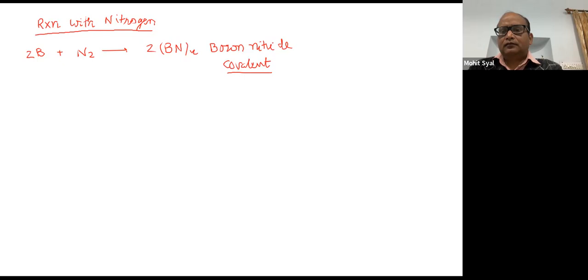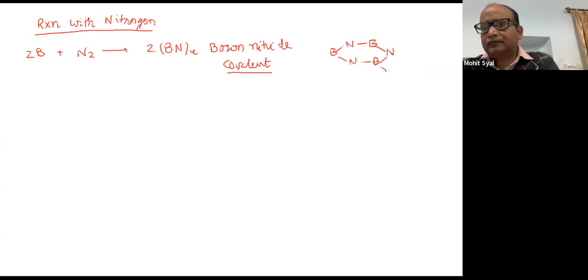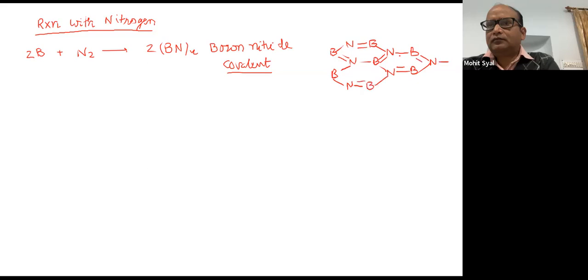Okay, no problem. Having boron, the ring is there, and the rings are not independent. They are actually making a sheet-like structure. So actually we are having a covalent structure. This is known as a covalent structure, a sheet-like one.